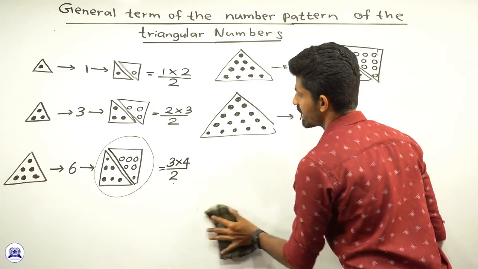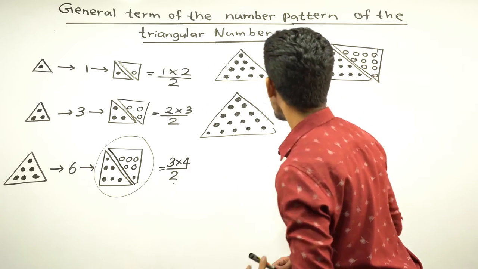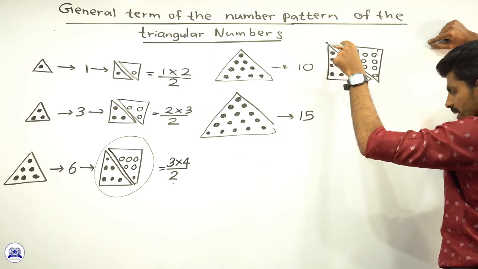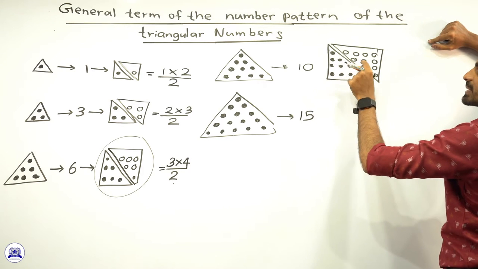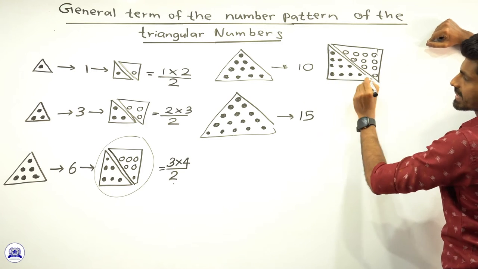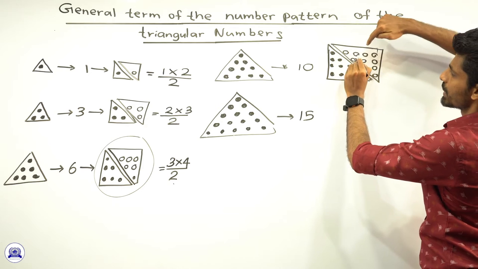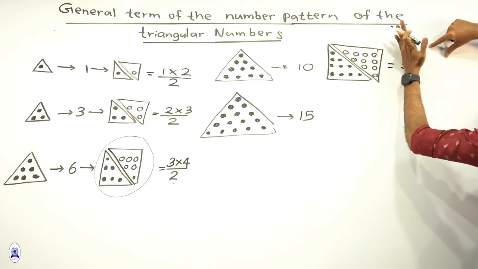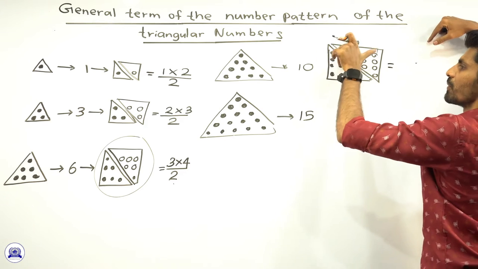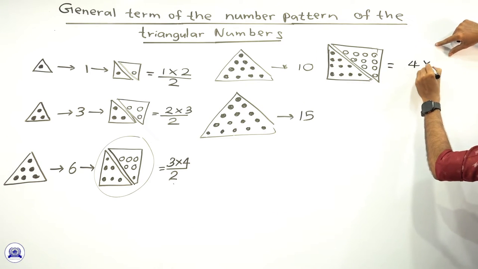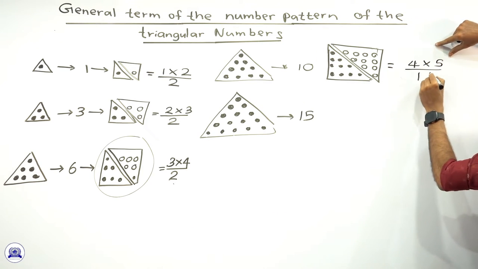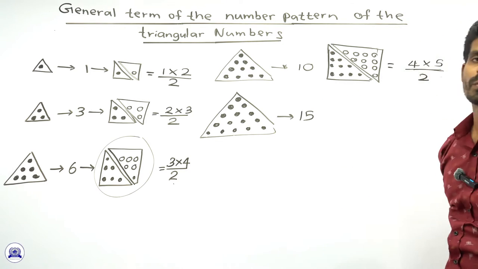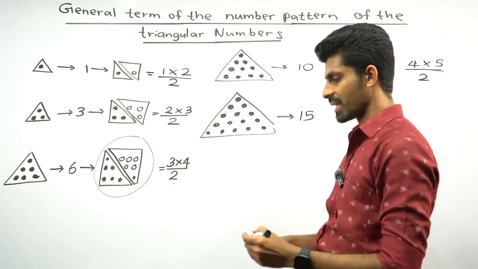Look at this one, right? 1, 2, 3, 4, 5, 6, 7, 8. Look at the rectangle. 1, 2, 3, 4, 5. That means 4 into 5, and divide by 2. 4 into 5 and divide by 2.